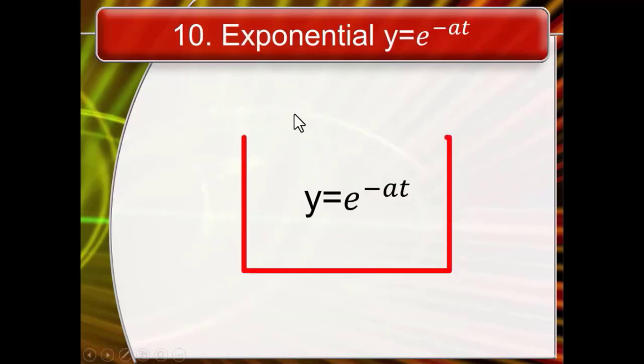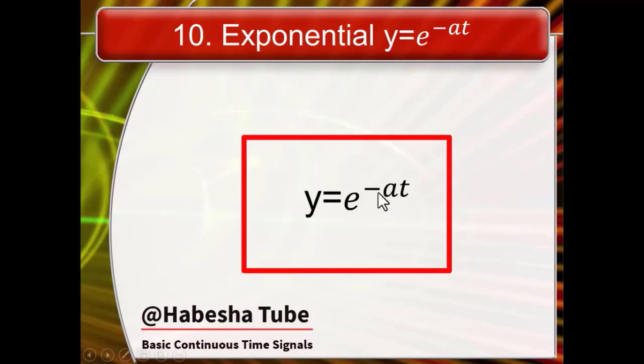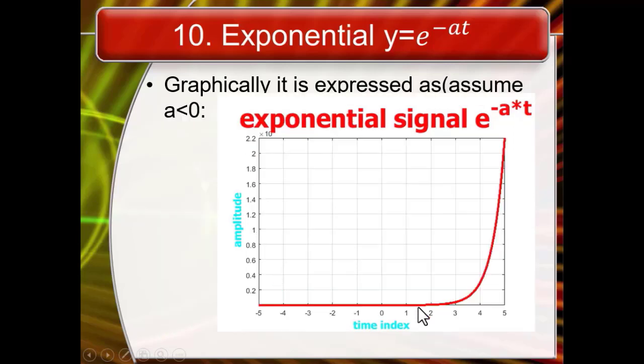And the next one is the exponential signal. y is equal to e to the power of minus a t, where a is an element of the real numbers. So graphically, we can represent e to the power of minus a t, where a is greater than 0, and it is a decreasing function. And if a is less than 0, it is an increasing function.